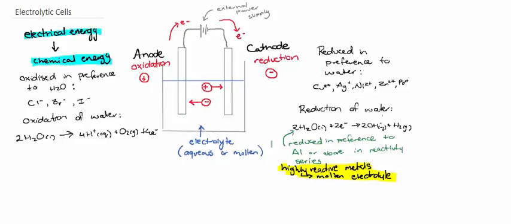With our reactive metals, water is reduced in preference to the reactive metals. So a molten electrolyte is required to reduce reactive metals such as aluminium or anything above it on the reactivity series.